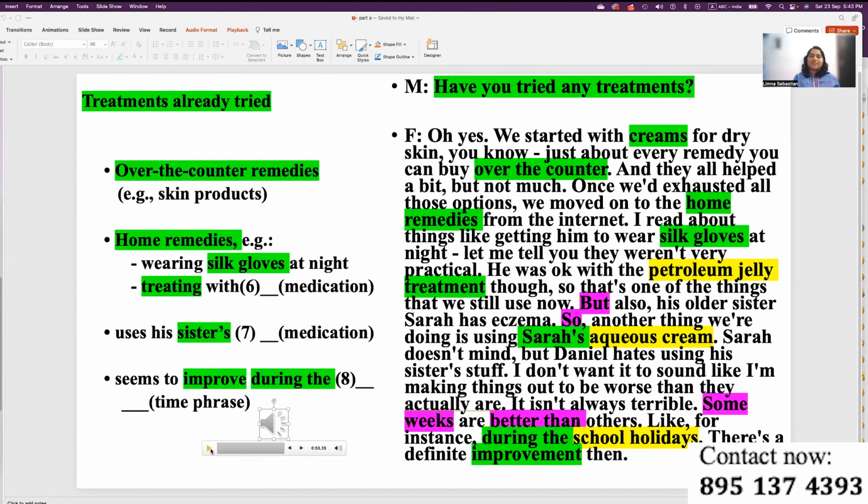By listening to this, you can hear that they give some stress during these answers. She gives more stress to petroleum jelly and Sarah's aqueous cream. While practicing, it's easy to identify some answers.